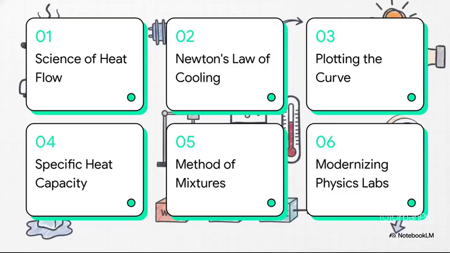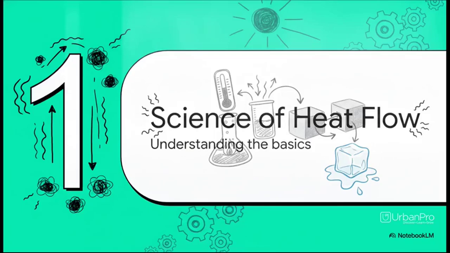Here is our roadmap for today. We'll cover 1. The science of heat flow. 2. Newton's law of cooling. 3. Plotting the cooling curve. 4. Specific heat capacity. 5. The method of mixtures. And finally, 6. Modernizing physics lab experiments. Okay, let's dive right into Section 1, the science of heat flow.